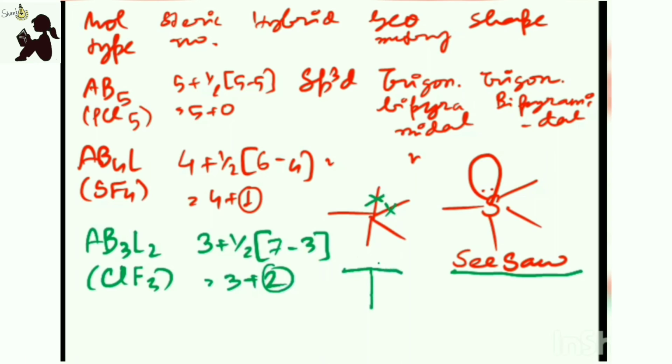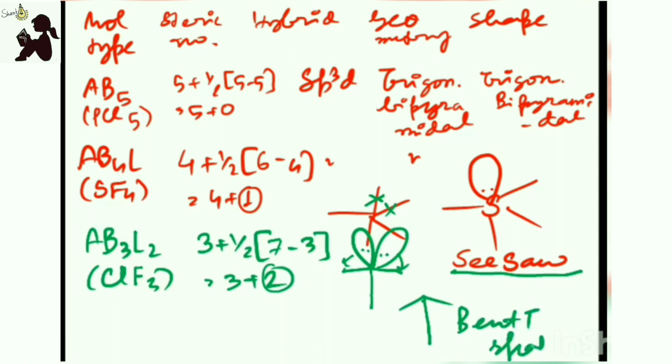Okay, now you can see that I'm just writing in two dimensions here. But if you see, it has two lone pairs, right? So they will be repelling it, so it becomes like this. So it is called bent T shape. Not just T shape, called bent T shape because of the repulsion of the lone pair. But its hybridization will be sp3d and geometry will be trigonal bipyramidal.